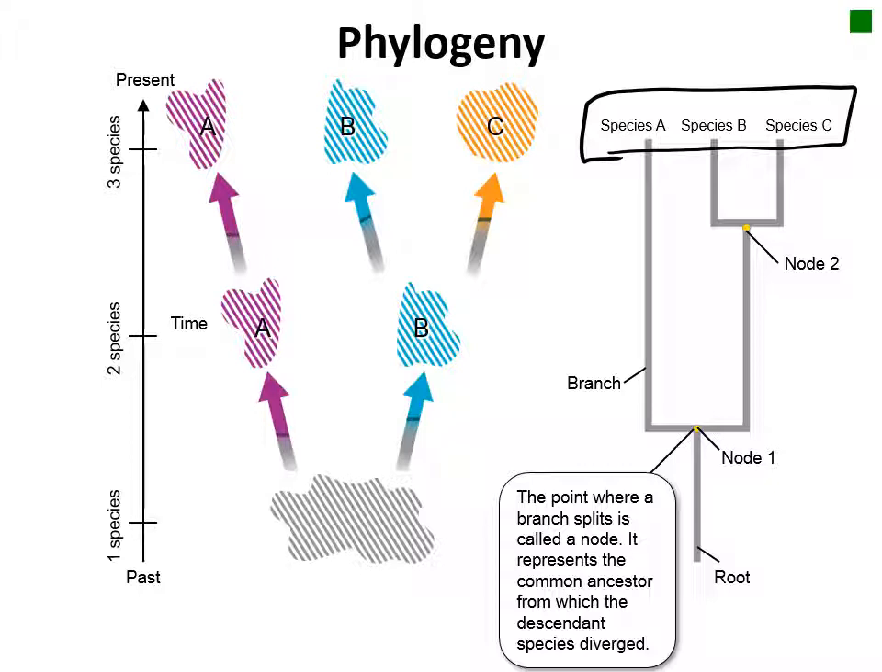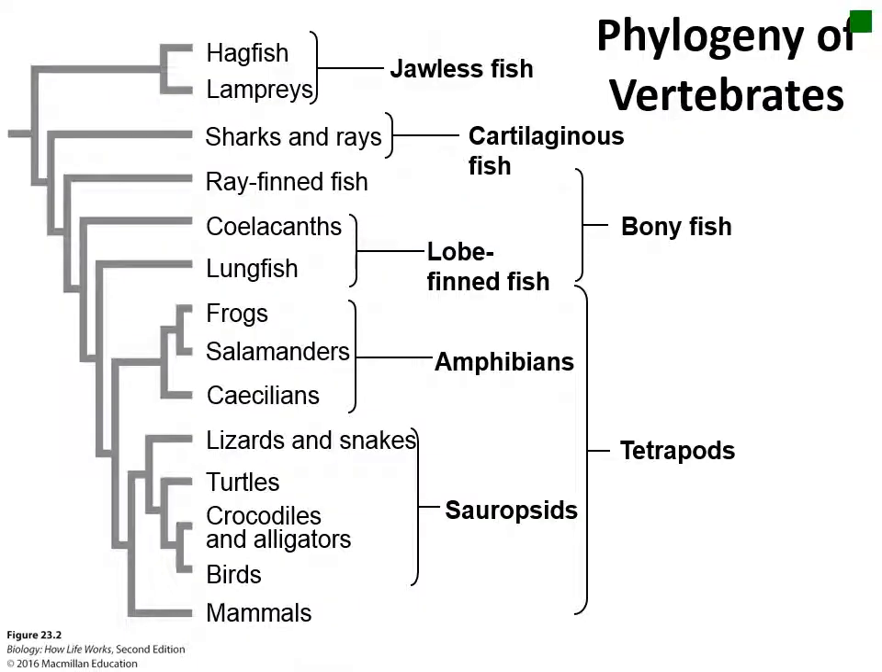This means that node 1 would represent the original population, while node 2 would represent population B, which had branched off into B and C. The branching order found in a phylogenetic tree hypothesizes the evolutionary relationship within a group.